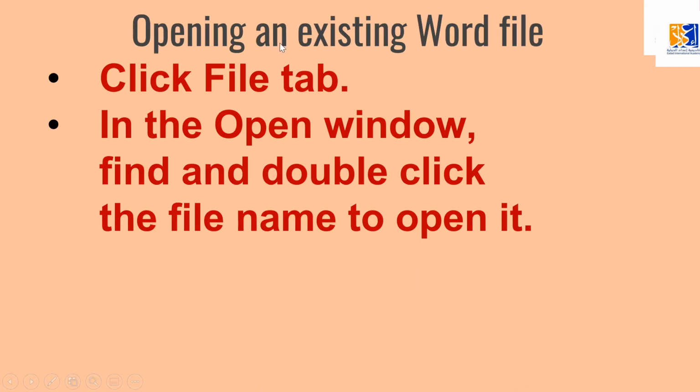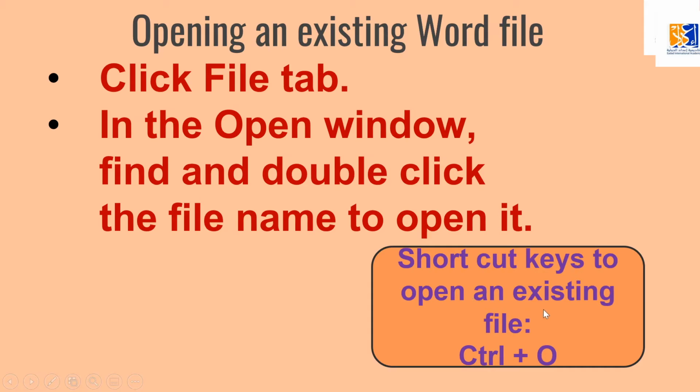Now, if I need to open an existing Word file, where am I going to click? For example, you have been given a work to type. You type it, but the bell rings and I ask you to save it. You save it and you go. In the next class, when you come again and I ask you, please open your previously saved file, how will you open it? You will click on File tab. In the Open window, find your file and double click the file name to open it. Or the shortcut key to open an existing file is Ctrl plus O.